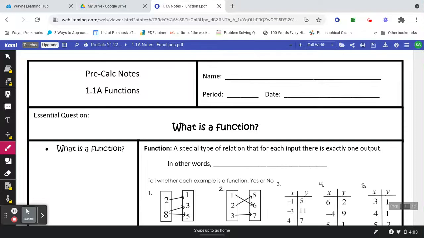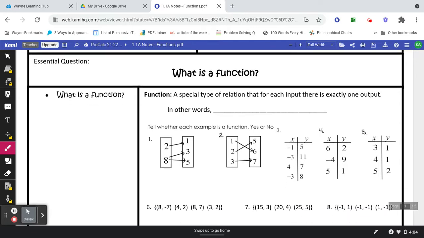These are the 1.1a notes for PreCalc. Today we're going to be talking about functions. So first, what is a function?